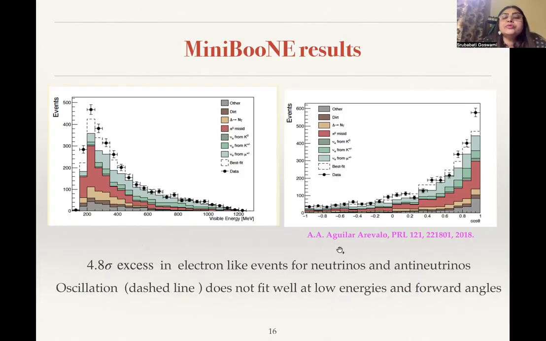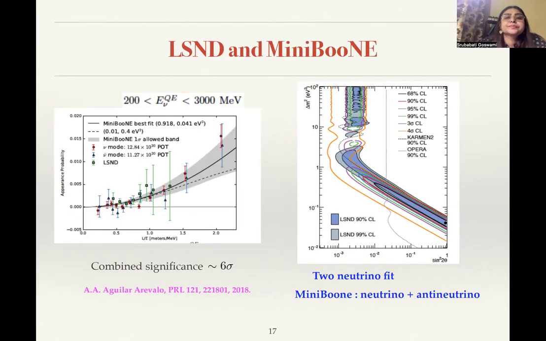Not only this, MiniBooNE found something else. The dashed line is the oscillation fit, and the black are the data points. What we see is that the oscillation does not fit well at low energies. There is some excess, and also at the forward angle, cos θ equals 1. So there is some problem at low energy where the oscillation hypothesis cannot explain the MiniBooNE data, and that came to be known as the MiniBooNE low energy excess.